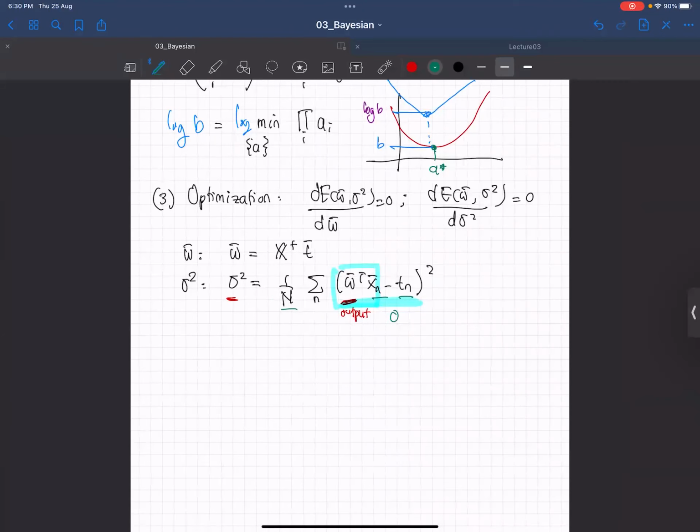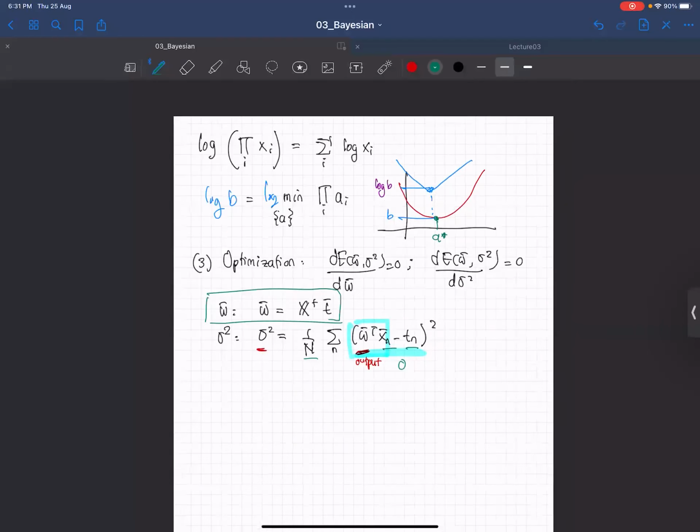So that means that sigma square in MLE is useless, meaningless. And if sigma square is meaningless, then we only end up with this prediction of W, which depends on M. And it is exactly the same as least squares. So that's why people say that MLE is actually the same as least squares. Any questions here?